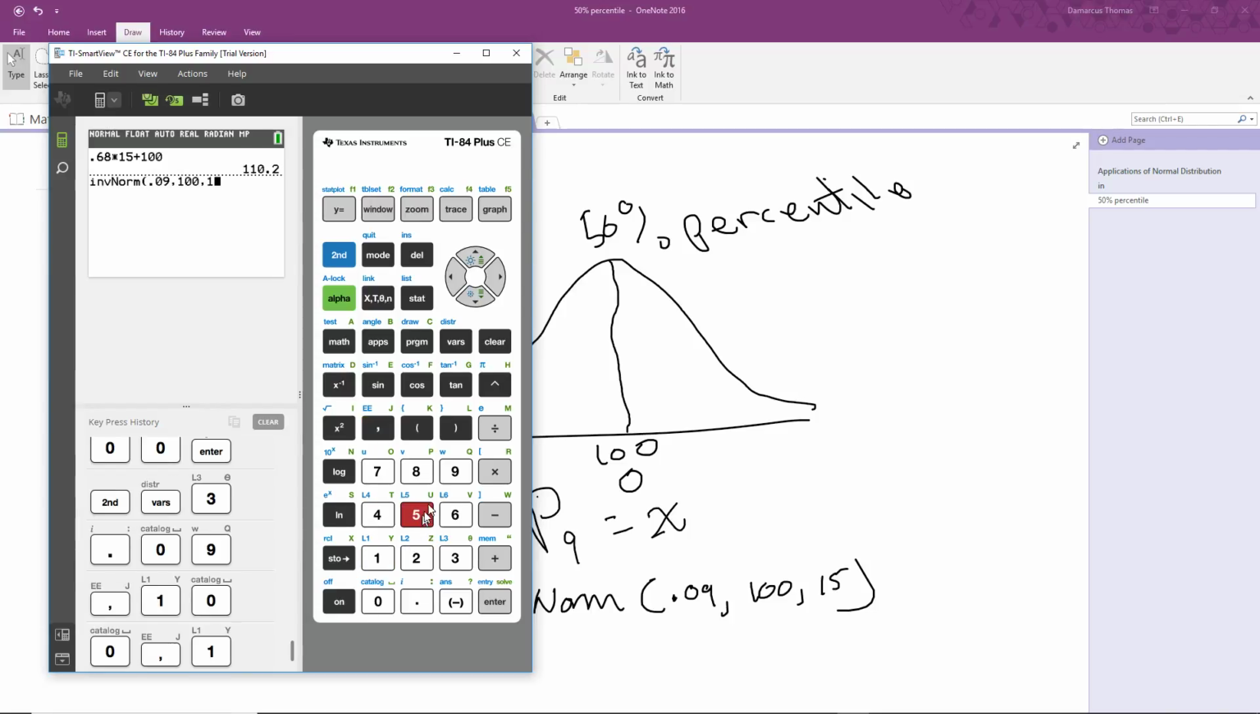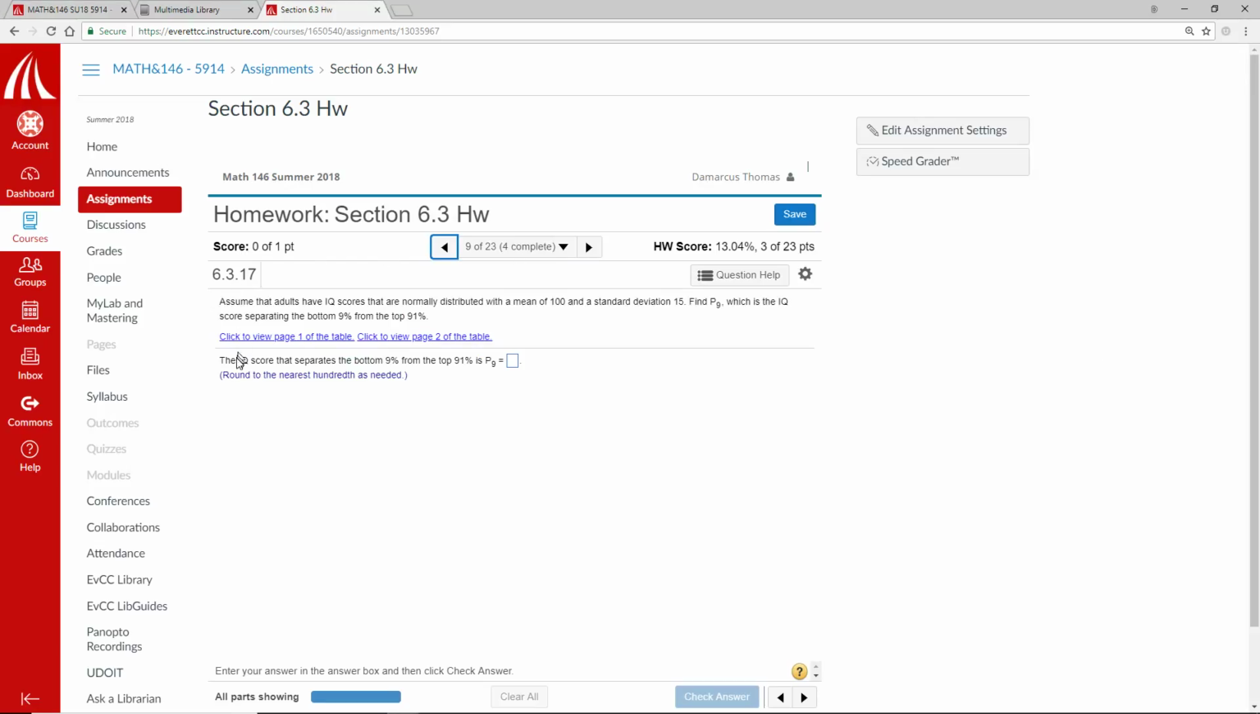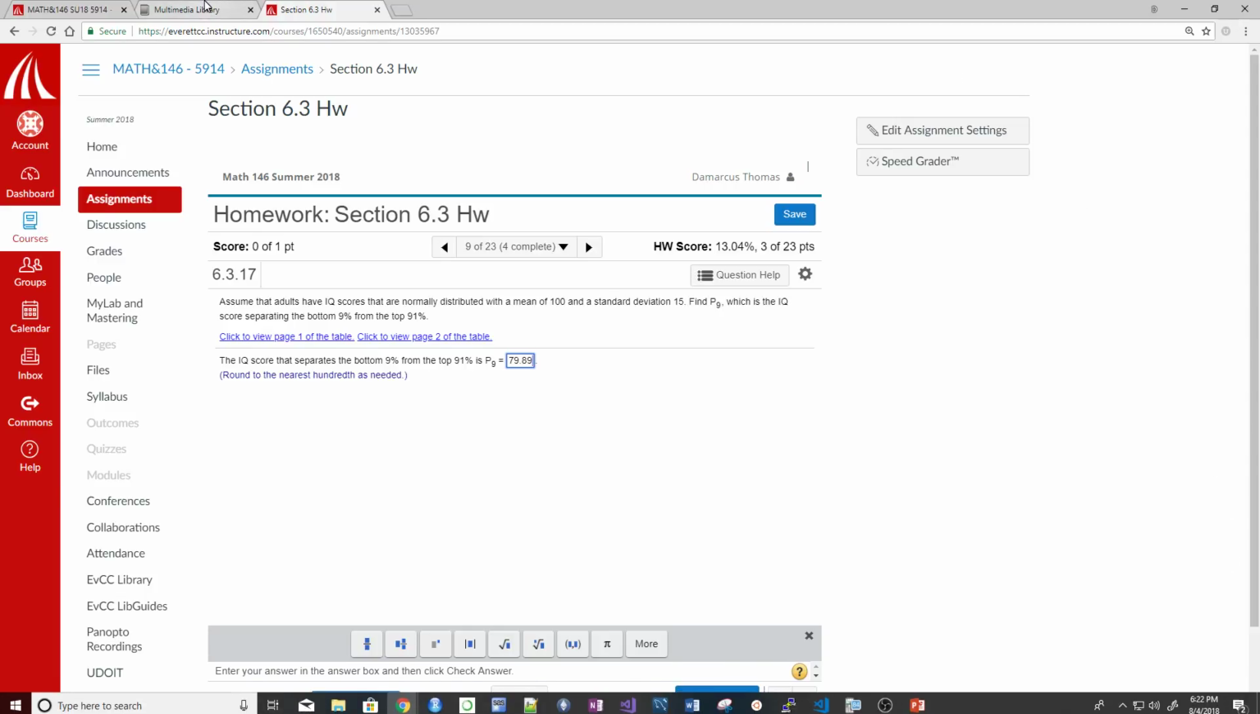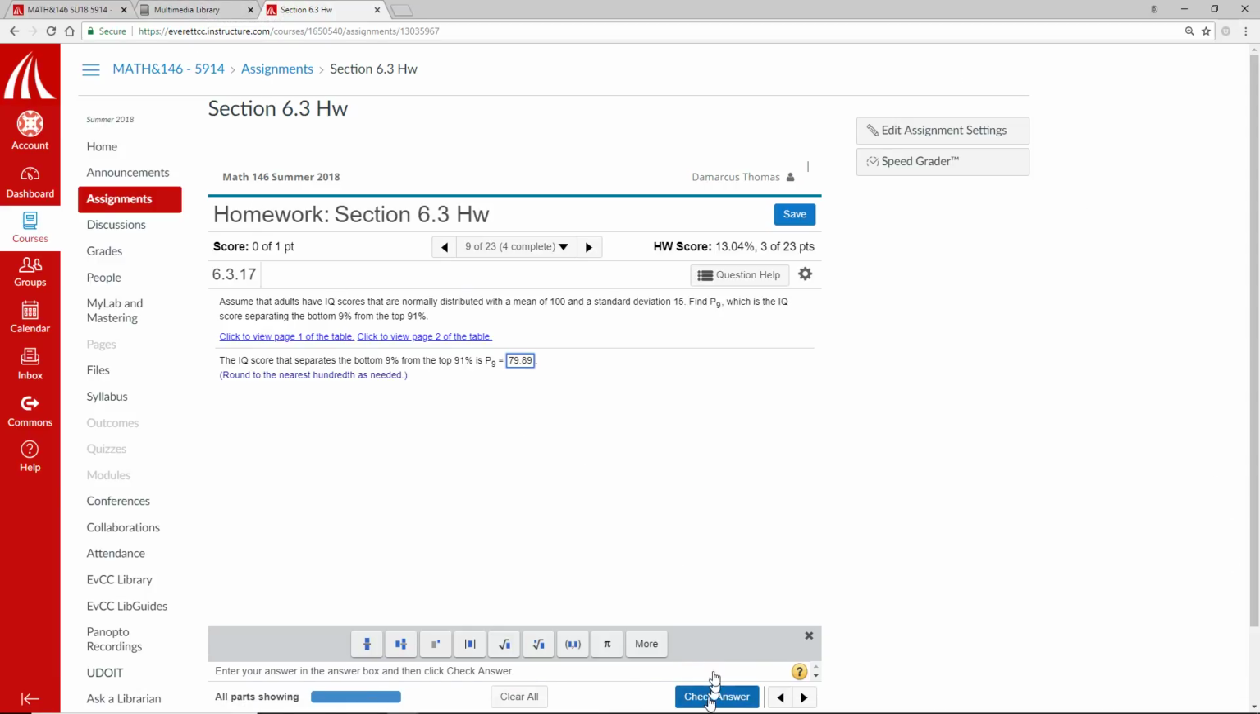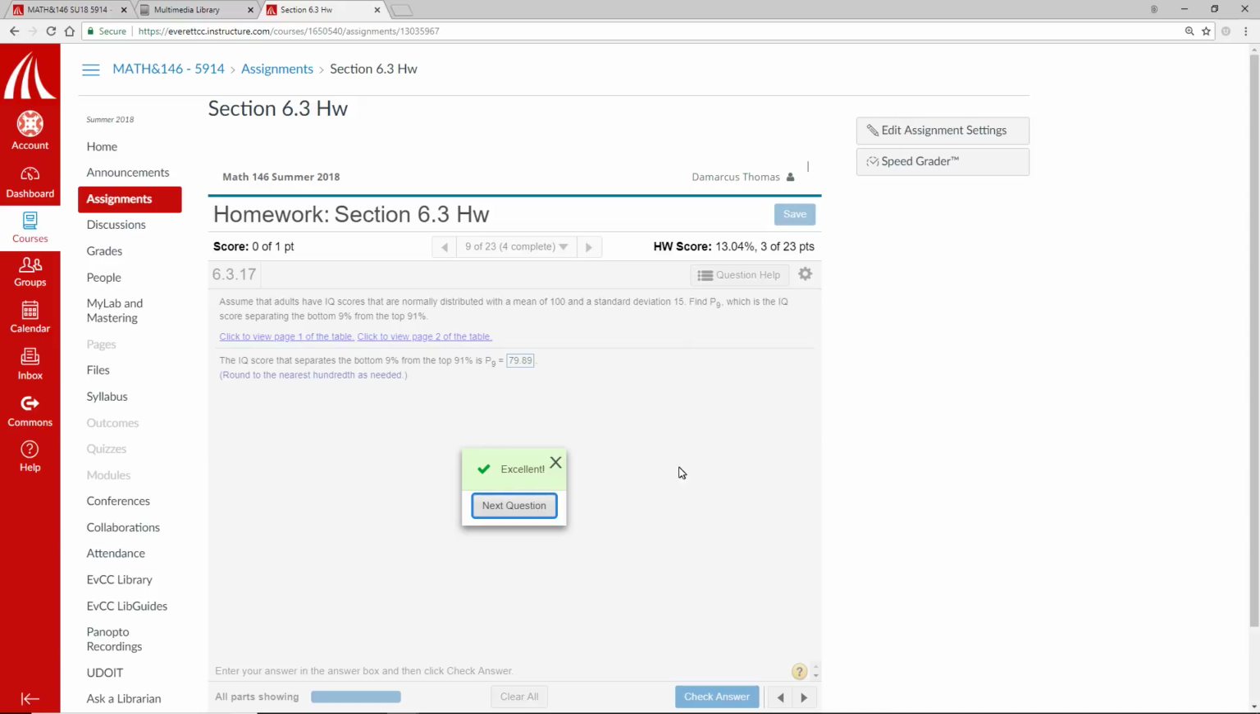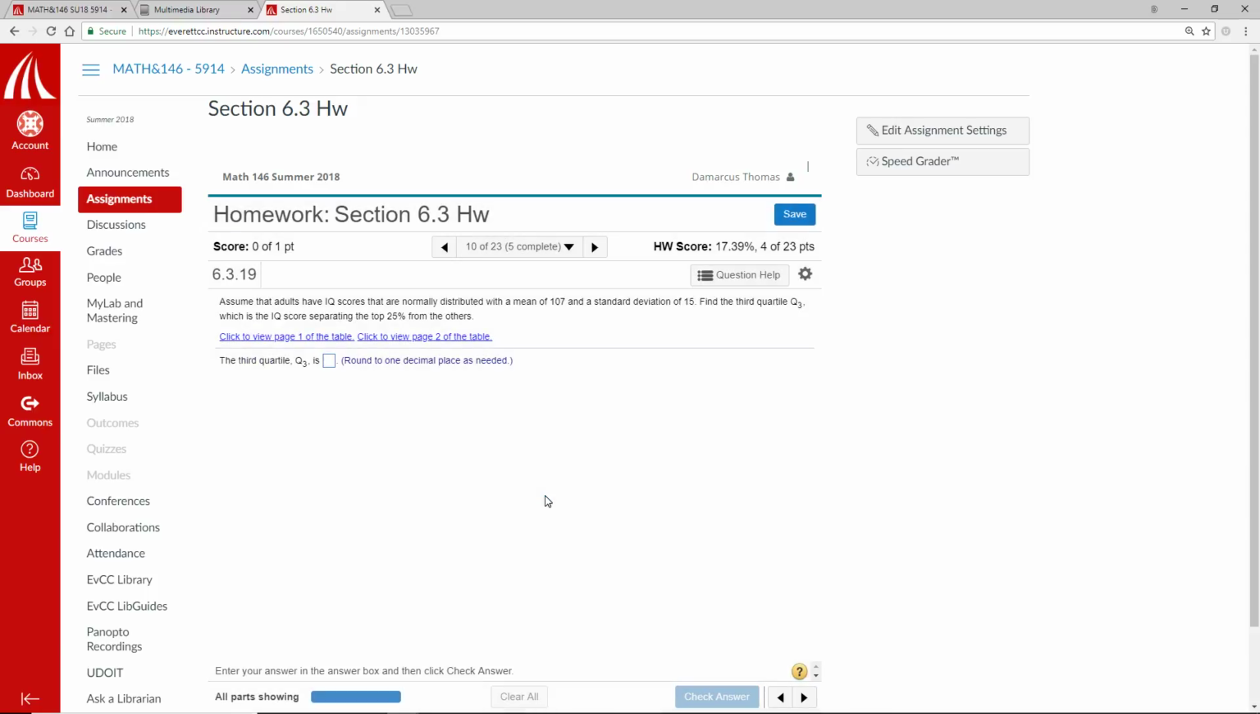And 15. Okay, so we got 79.888. 79.888. And they also said round to the nearest hundredth, so we'll put 89. That's pretty much all there is to it.